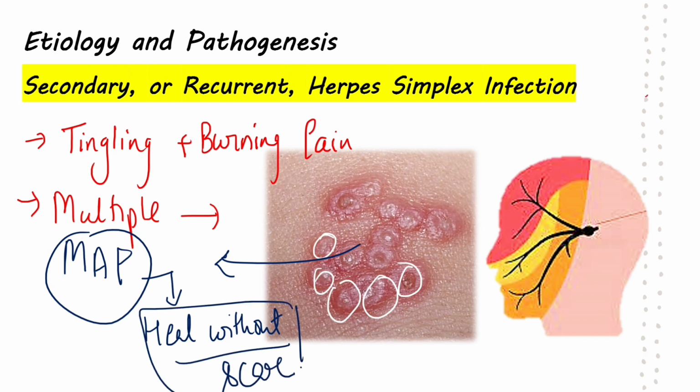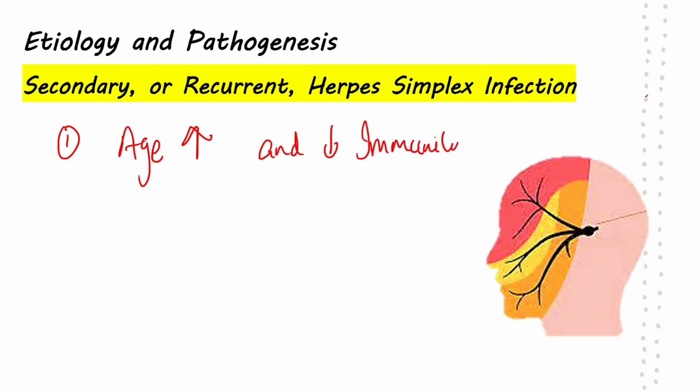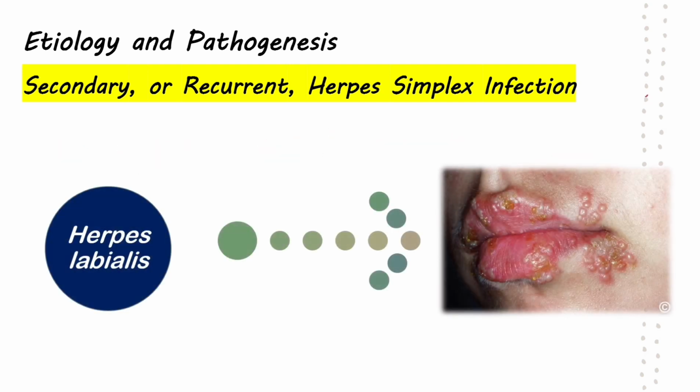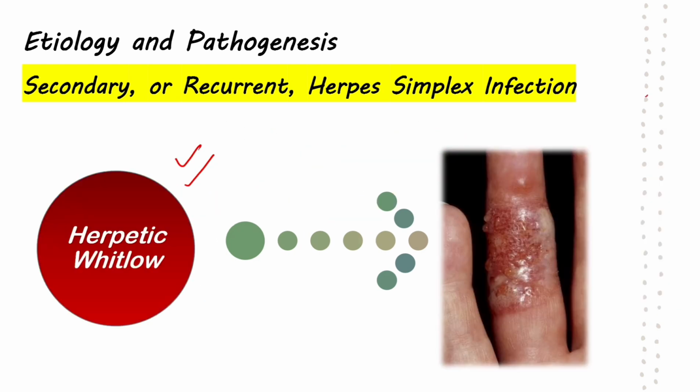The frequency of the recurrence varies, ranging from once a year to as often as once a month. That means the person will have more recurrent infections with increasing age and decreasing immunity. The secondary lesions usually appear in the same area with each recurrence, commonly on the lips and the surrounding skin. That is referred to as herpes labialis, while intraoral recurrences are typically limited to the hard palate or gingiva. Next we have herpetic whitlow.